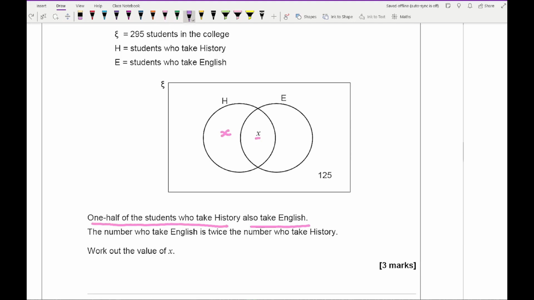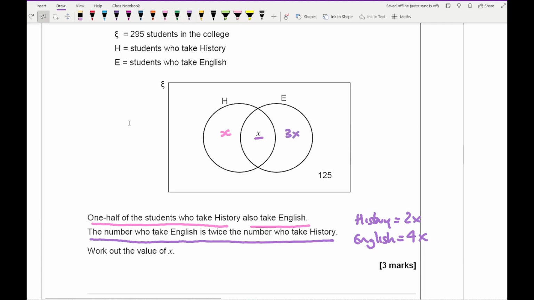Now reading the next line, it then says the number of students who take English is twice the number of those who take history. Well, if history is 2x, then English is going to be double the size of that, which is going to be 4x. So if we've got x here, this bit here needs to be 3x.